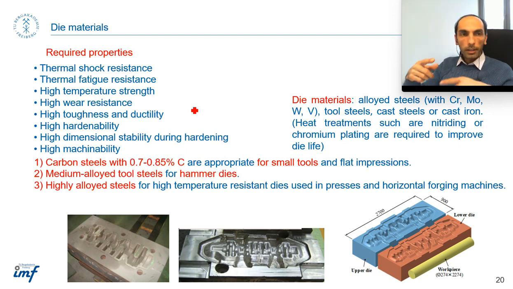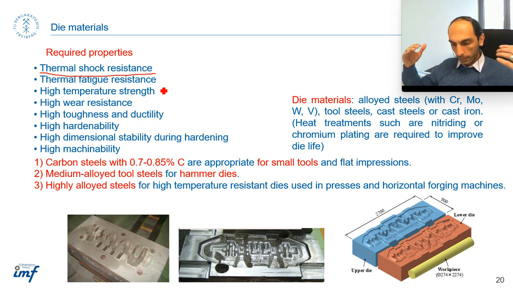So we will have a repetitive temperature change, or temperature cycle, for the die in forging. So thermal shock resistance is very important, and thermal fatigue resistance accordingly, because we have a type of fatigue which is called thermal fatigue. It is generated because of the repetitive temperature change. So the die should be able to tolerate this thermal fatigue.